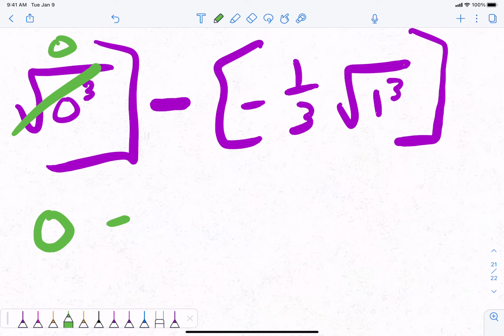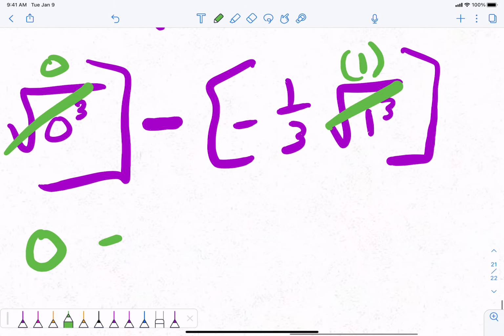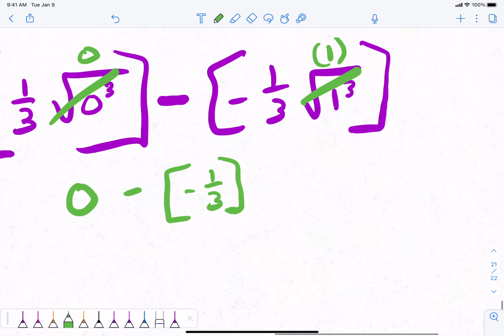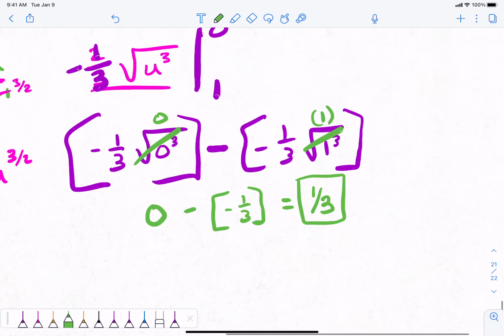What is 1 cubed and the square root of that? 1. And 1 times negative 1/3 is negative 1/3. Okay. 0 minus a negative 1/3 is negative 1/3. Oh yeah, no, negative. Okay, good.